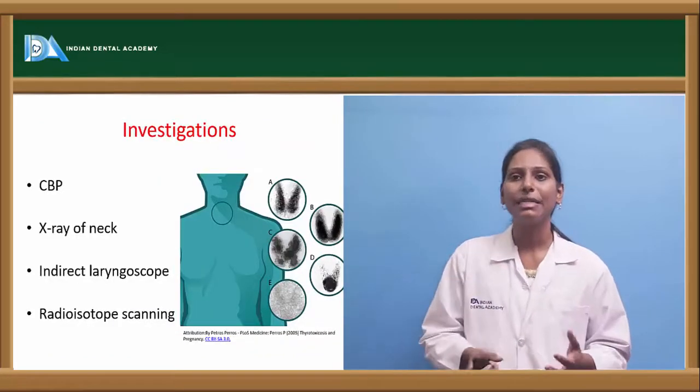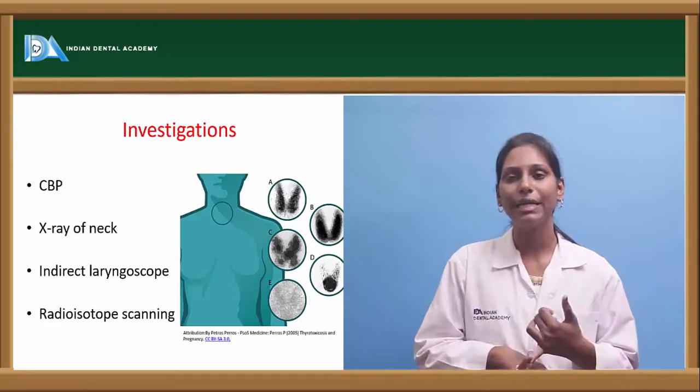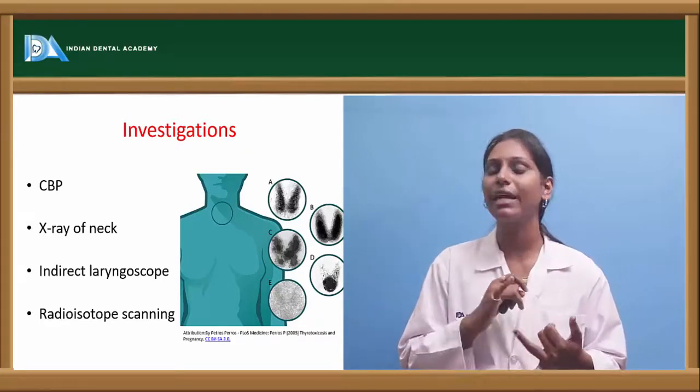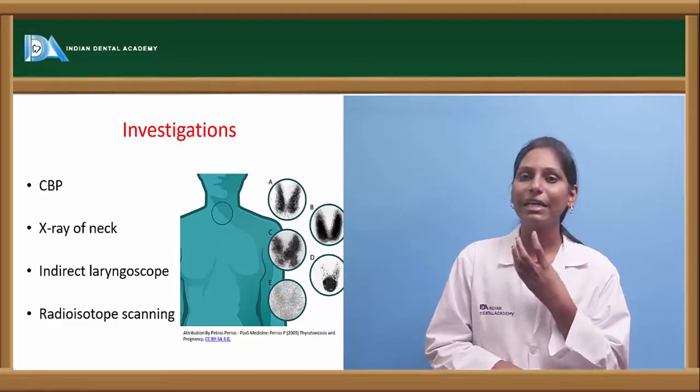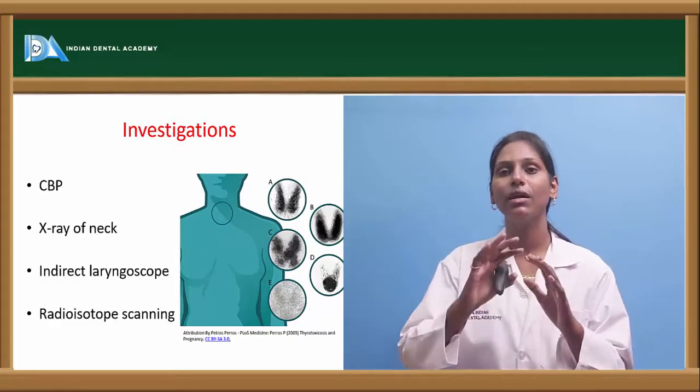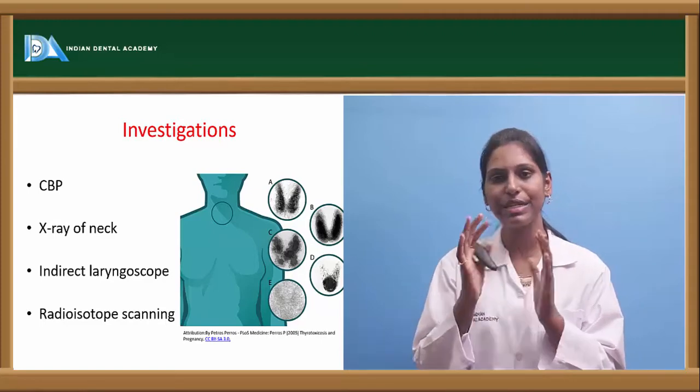And coming to investigations, we have various investigations like a complete blood picture, and we have an X-ray of the neck. In the X-ray of the neck, when we take a plain neck view radiograph, we can see a soft tissue swelling, especially at the region of the thyroid.